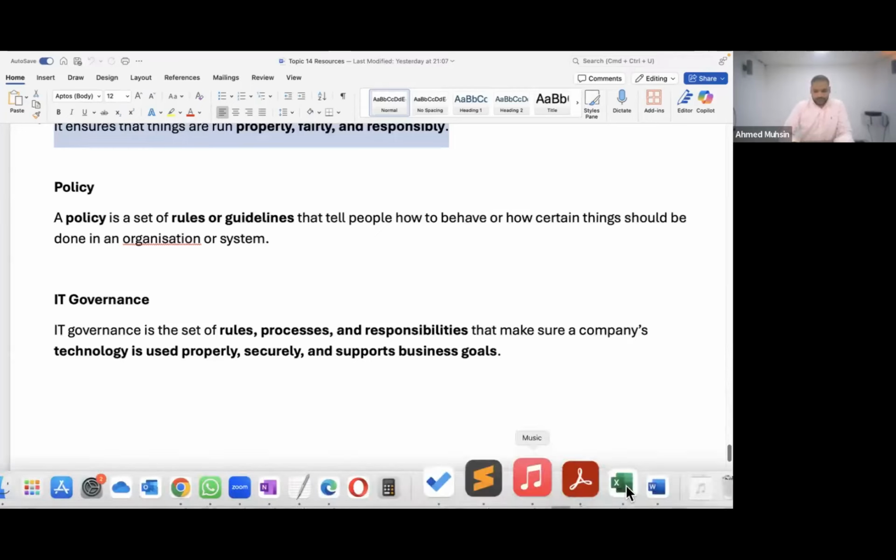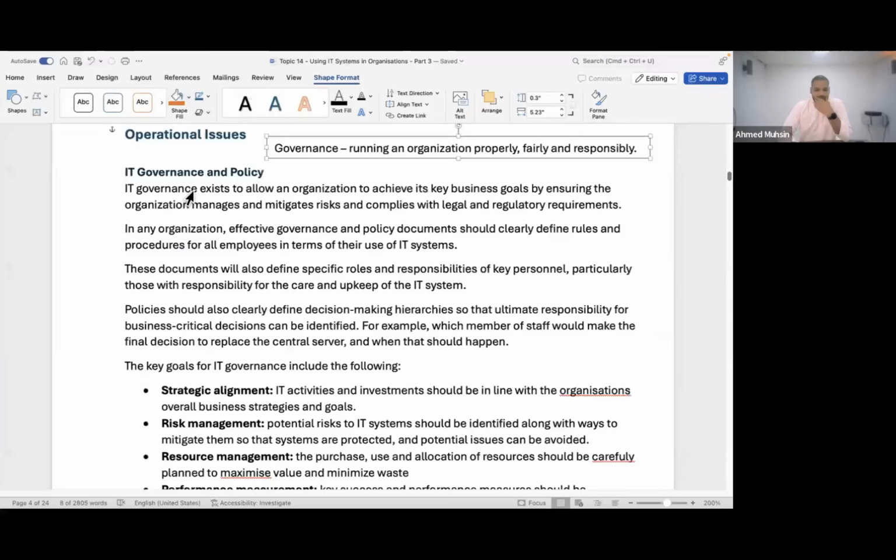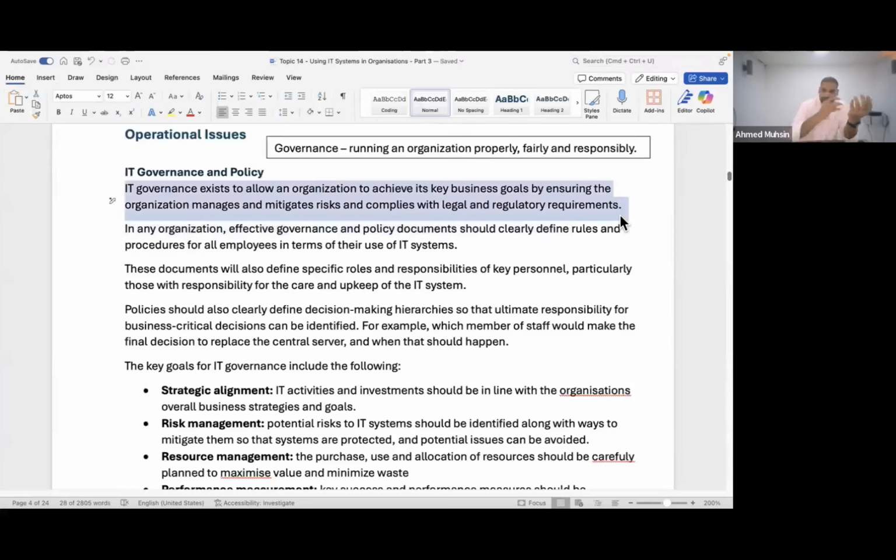Okay, right. Now, guys, girls, just read with me. Slowly, let's go through each one of them. So, everybody, can you all read this paragraph with me? IT governance, we now know the meaning of IT governance, using IT in an organization.